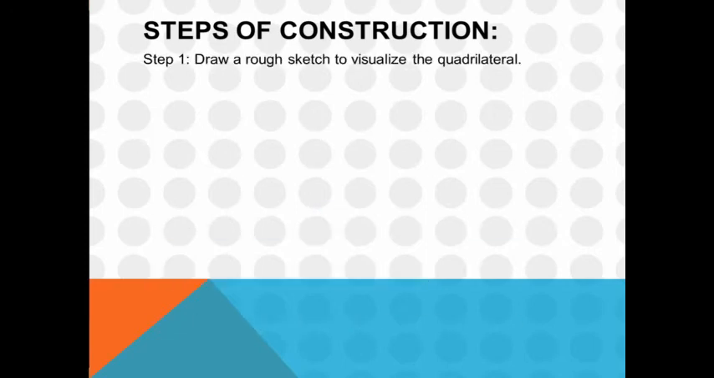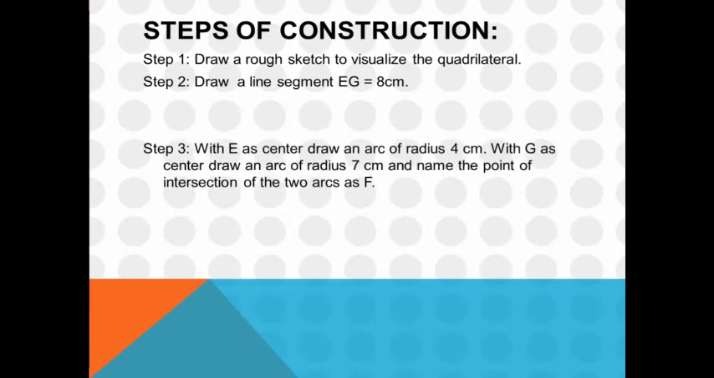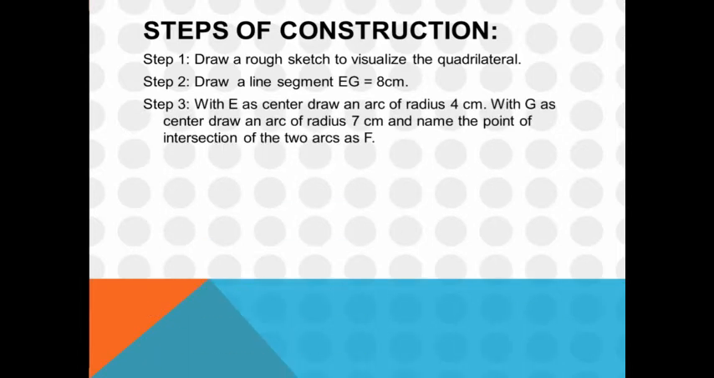First of all, step 1, in any construction, step 1 will be to draw a rough sketch to visualize the quadrilateral, because it's next to impossible to draw any quadrilateral without drawing its rough sketch. So step 1 is the same in all: draw a rough sketch to visualize the quadrilateral. Then step 2: first we have drawn a line segment EG equal to 8 centimeter. Step 3: with E as center, draw an arc of radius 4 cm.